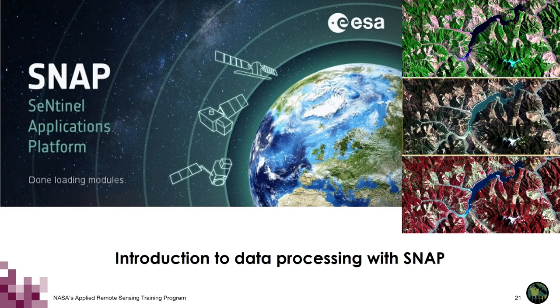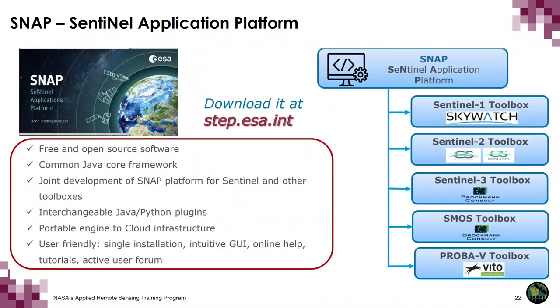Now, after this short optical remote sensing refresher, we would like to present the ESA SNAP software, which can be very useful to process optical imagery, but not only optical, even radar and thermal data. SNAP is an acronym for Sentinel Application Platform, even if it can be used not only for Sentinel, but also for the data coming from other satellites.